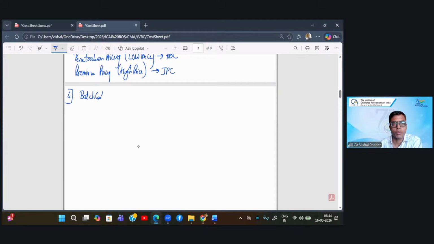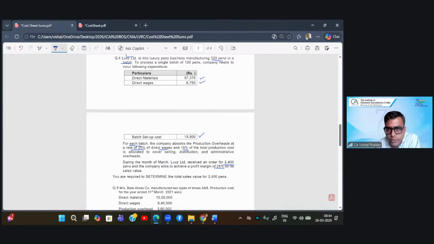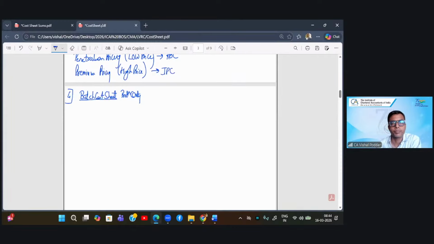Batch cost sheet, right? How much is your production quantity now? It is 2400 pens. Fine. So again, particulars and amount in rupees. Direct material, direct labor, prime cost.